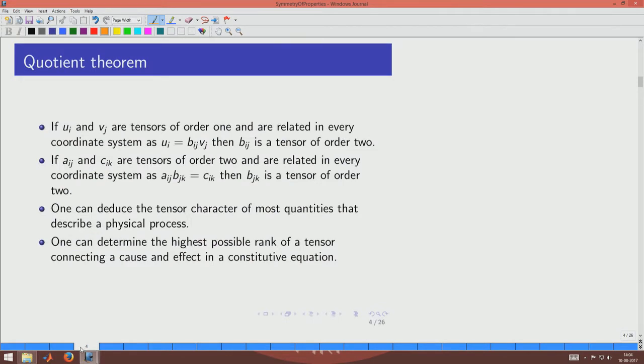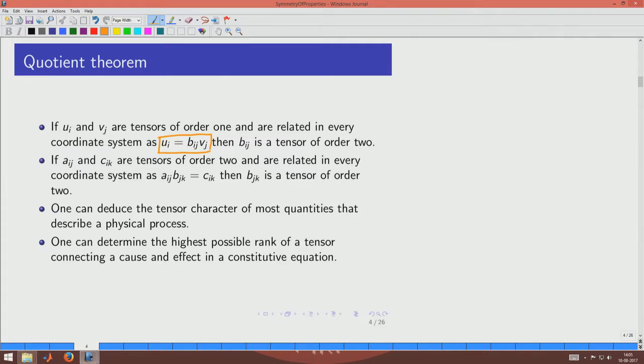So, let us recap the quotient theorem again, because we are going to use the quotient theorem to conclude the order of the tensor that is possible for us in a given equation. The quotient theorem says the following: if you have two vectors u and v, and in every coordinate system they are related by the expression u_i = b_ij v_j, then we can conclude that b is a tensor of order 2.